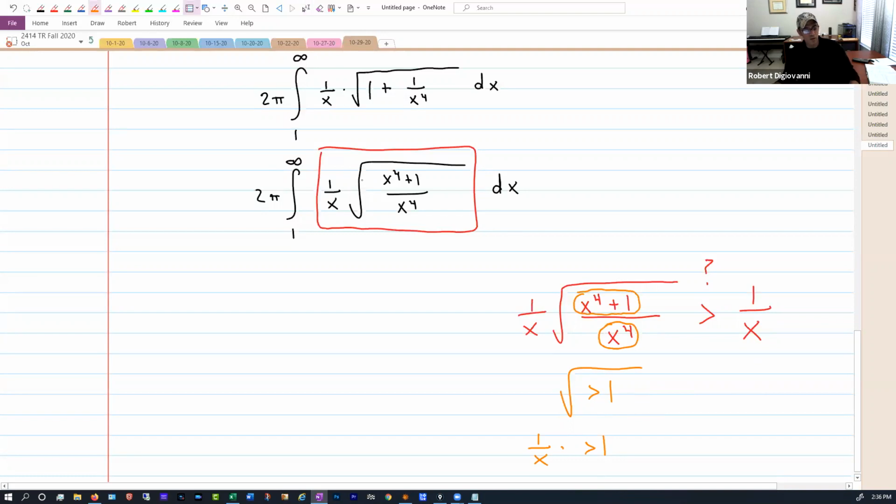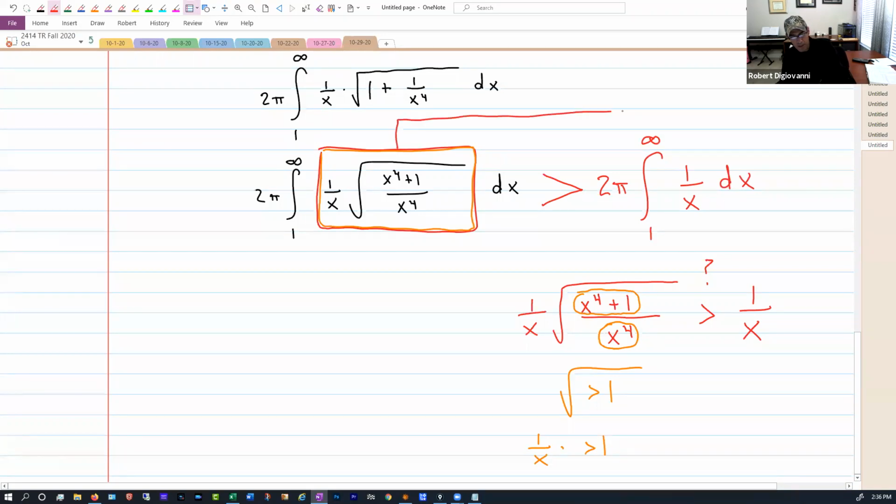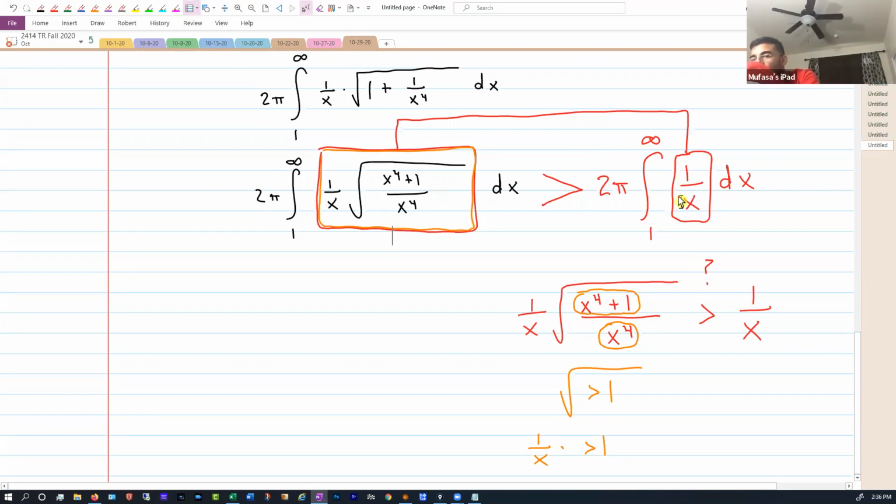Now, why am I showing you this? Well, if what's in the integral, what's in here in red, is bigger than 1 over x, then that means that integral should be bigger than 2 pi times the integral from 1 to infinity of 1 over x dx. So what I'm saying is that integrand is bigger than that integrand. So if I add all these up, it should definitely be bigger than adding all these up. Make sense? But what does this integral do? It's just a natural log.